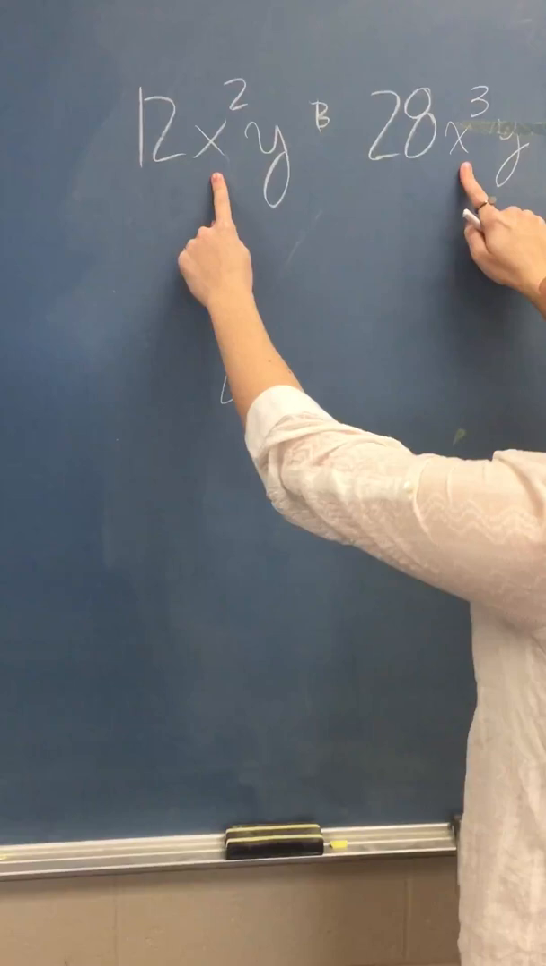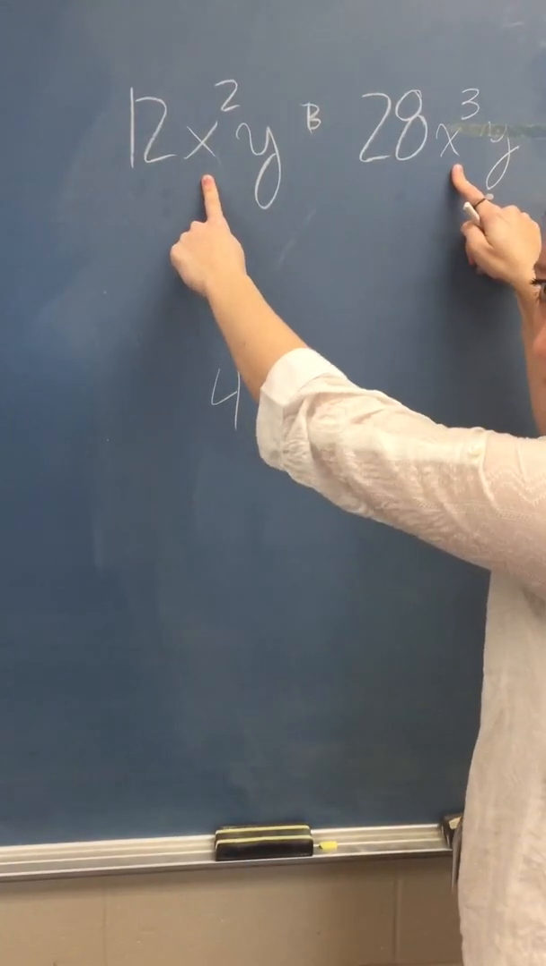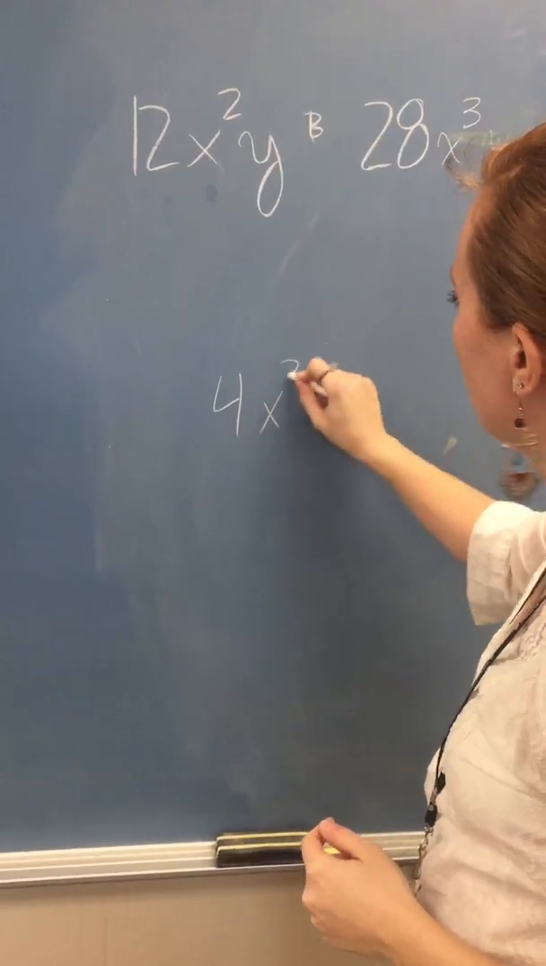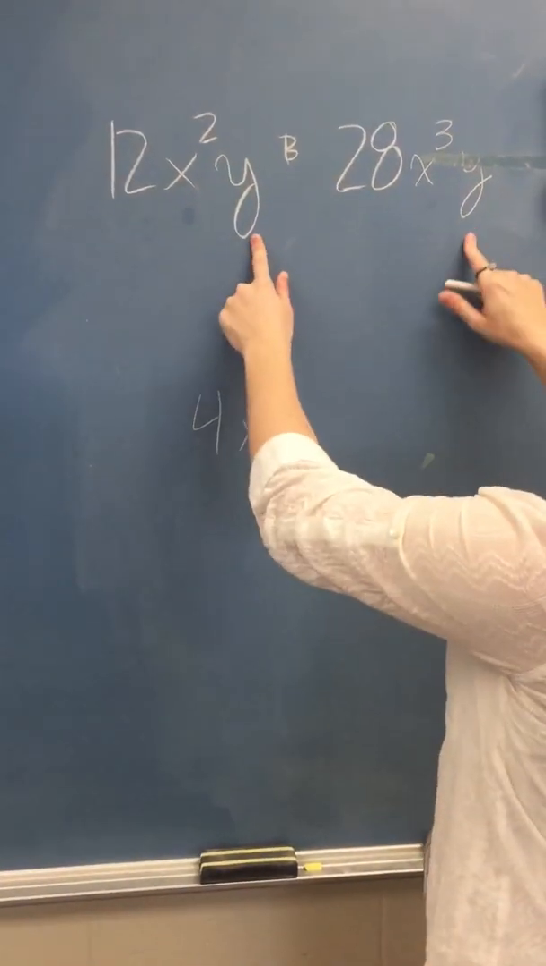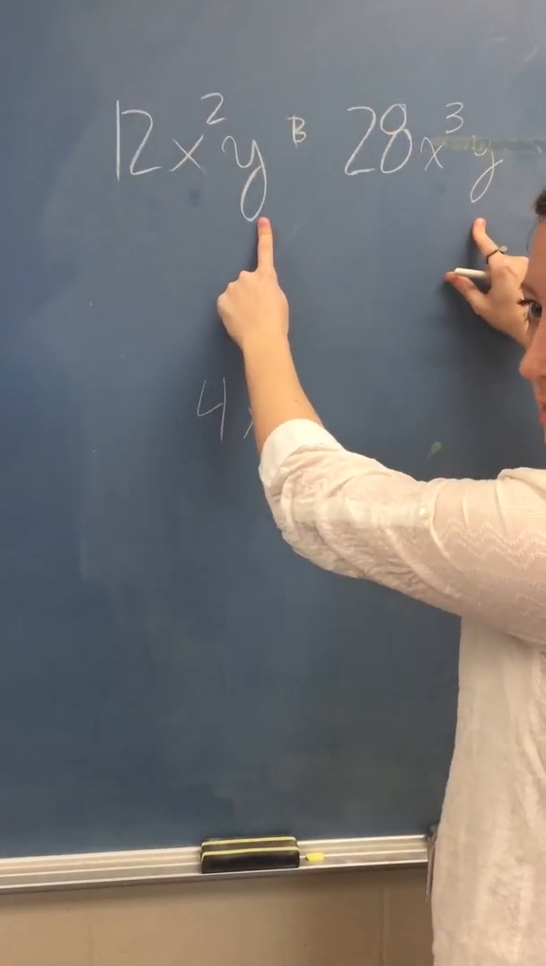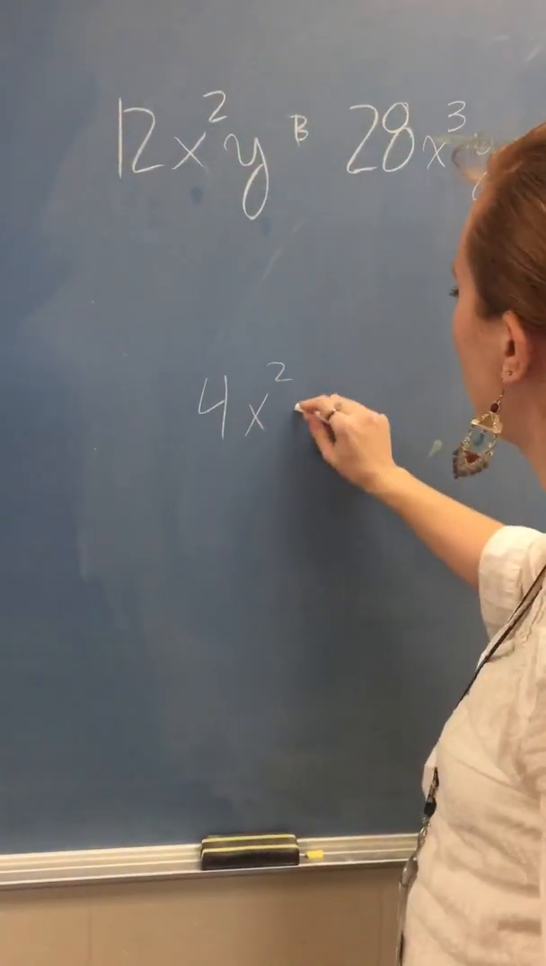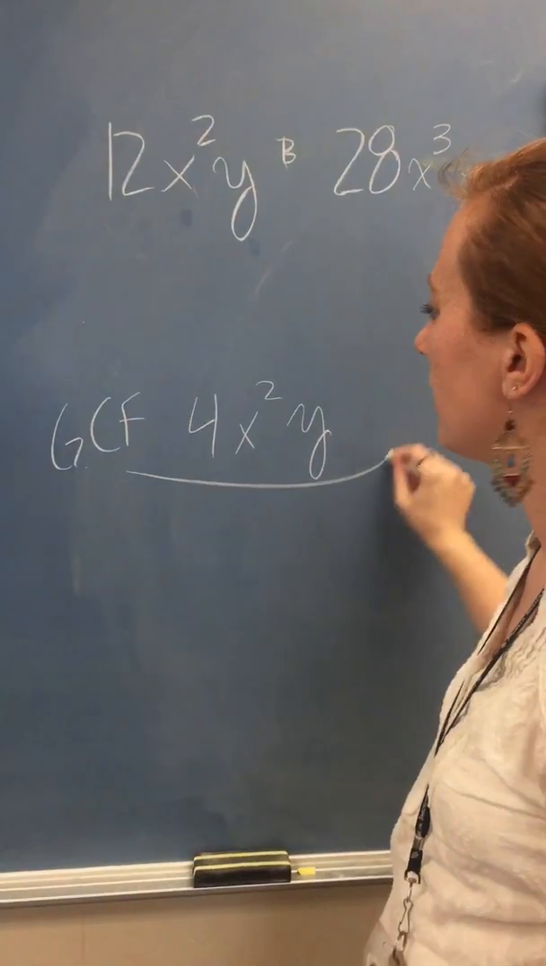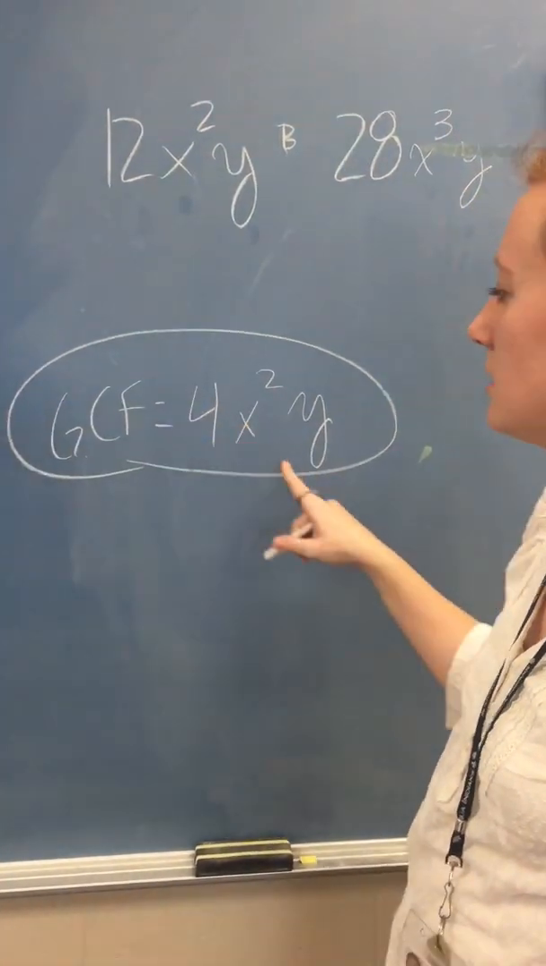2 x's versus 3 x's. How many do they have in common? 2. 2 of them. So x squared. And here's 1 y and 1 y. So there's 1 y in common. When you put those parts back together, that's your GCF.